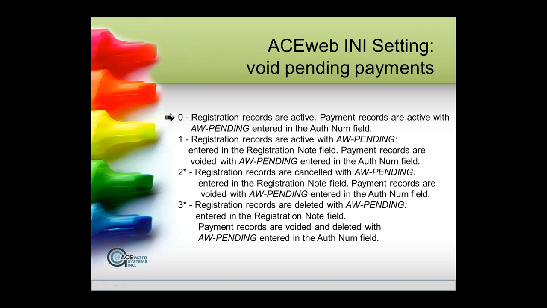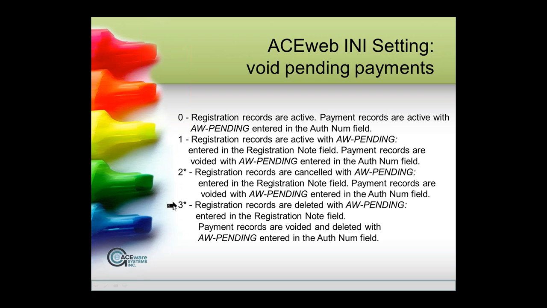So again, you can leave it active, which is basically the student gets credit immediately, payment records are active, but it shows pending. That's probably not recommended. Option two: registration records are active, payment records are voided because we don't know if the payment's been made. Between one and two is probably where your setting would want to be, where the record is canceled, so you could track it, you could look it up, but there's no payment record on that.